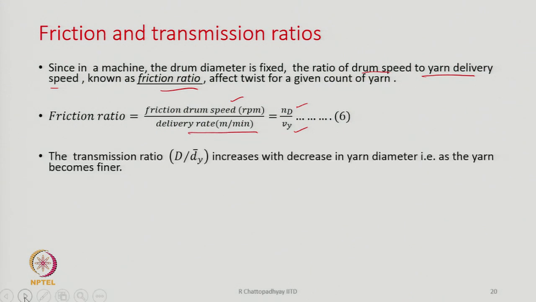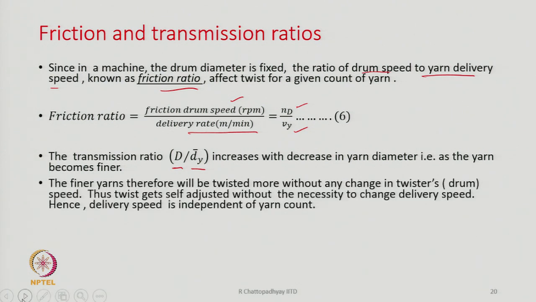and the transmission ratio is capital D by d_y average, that is, the average yarn diameter. That ratio is called the transmission ratio. The final yarns therefore will be twisted more without any change in twister speed, because the moment the yarn becomes finer, transmission ratio is going to increase, because the diameter of the yarn is going to reduce. Thus, twist will get self adjusted.